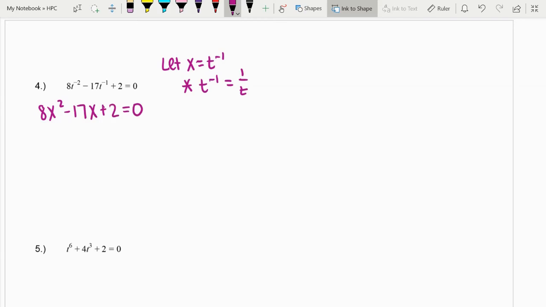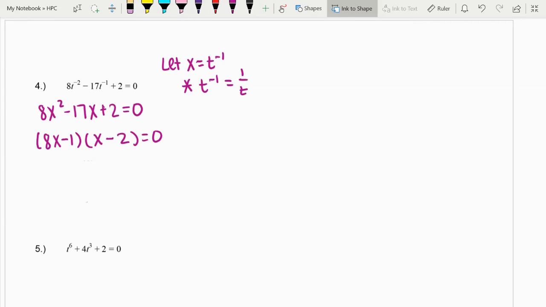Now I can go ahead and see if this is factorable. So I have 8x minus 1, x minus 2 is equal to 0. If you need a little reminder, you can always check your inners and outers. So I would have negative 1x, negative 16x, negative 17x. That does equal my middle term, so I know I factored it correctly.